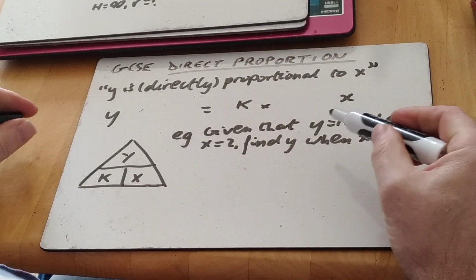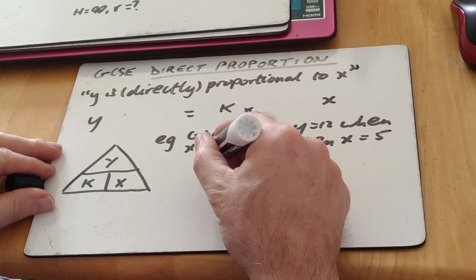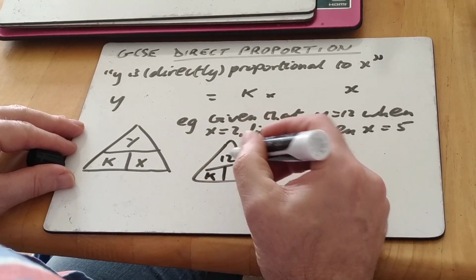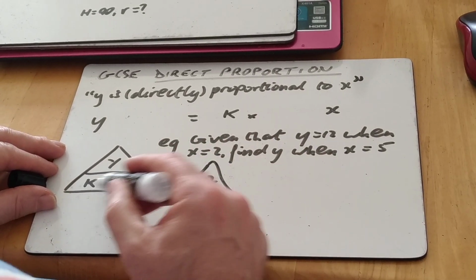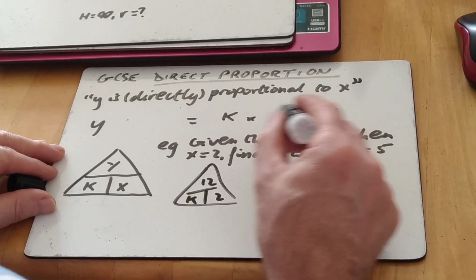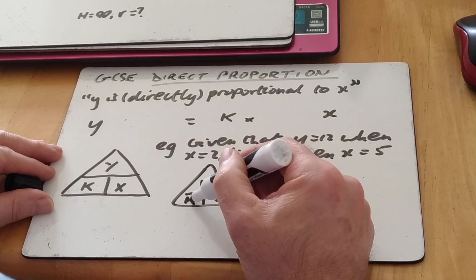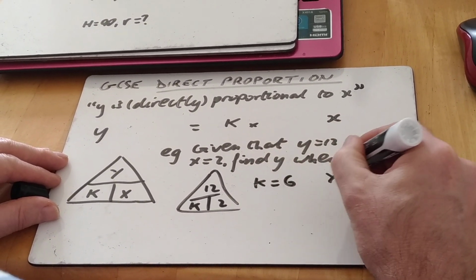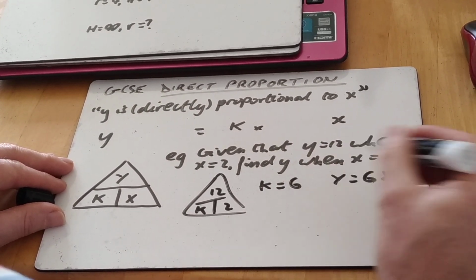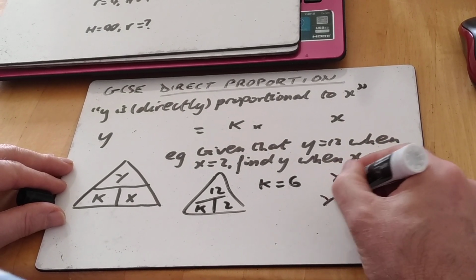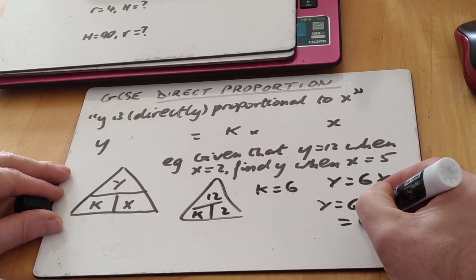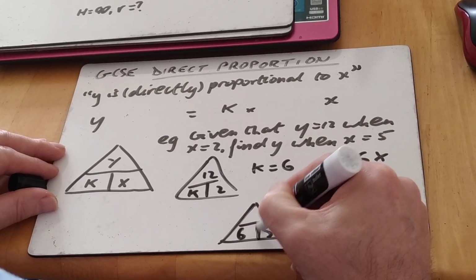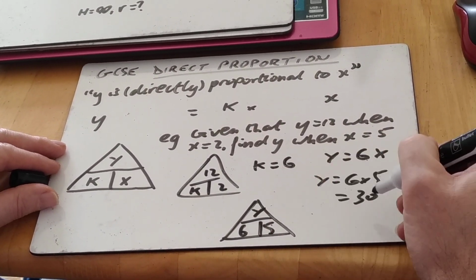So, given that y equals 12 and x equals 2, I just stick in y equals 12, x equals 2, and that tells me how to work out k. Because it's k times x, which is why I've written it this way around, k and x are next to each other. In this case, how do you find k? 12 divided by 2, k equals 6, so y equals 6x. And obviously, nice and straightforward, when x is 5, y equals 6 times 5, which is 30. Or you could do y equals 6 times 5 like that.